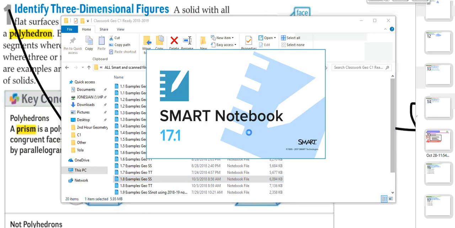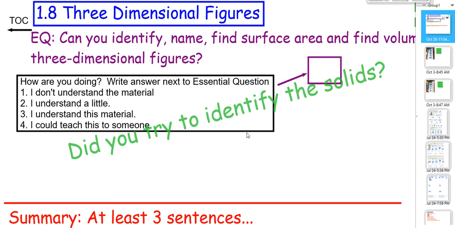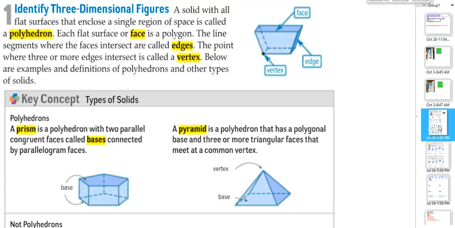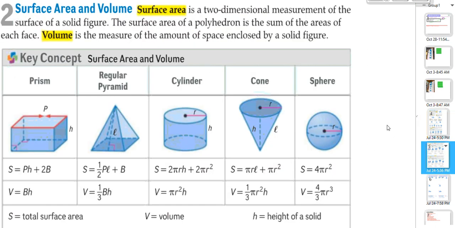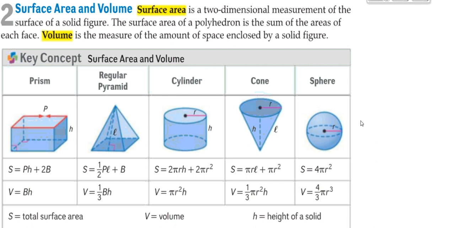And so I'll just pull it up on a different Smart Notebook page, and then I'll put it in for the rest of the day after this. But this next handout is right here. And this is then on surface area and volume.